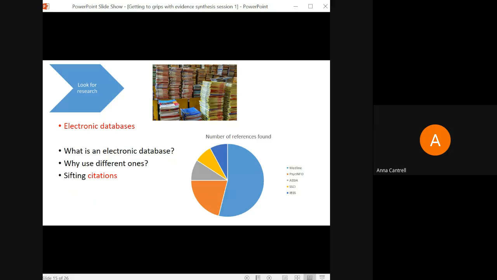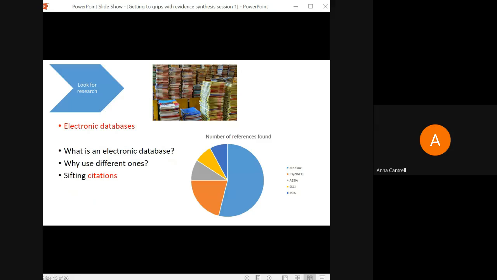We use a range of databases for most questions. If you look at the pie chart, that's some of the different databases we used in the mental health review. Medline covers a lot of medical literature, which was obviously relevant, but then also for mental health, psychological literature is useful, so PsycInfo. And then there was also relevant information from the social sciences, so ASSIA and the Social Science Citation Index. So that's where we use a range of databases to try and find all the relevant research.